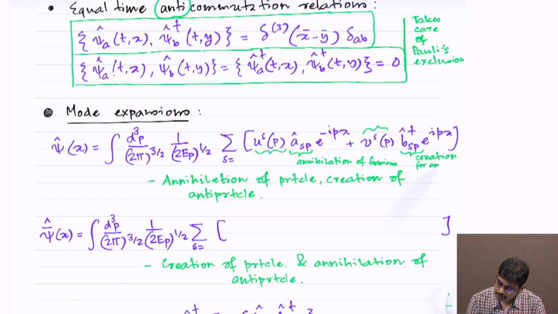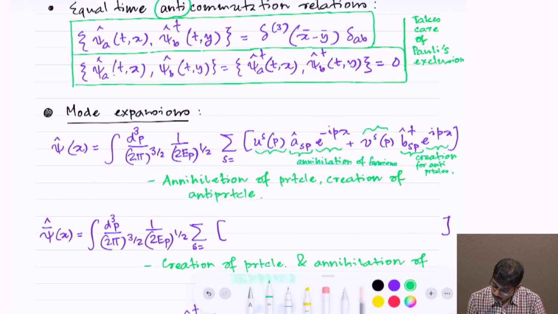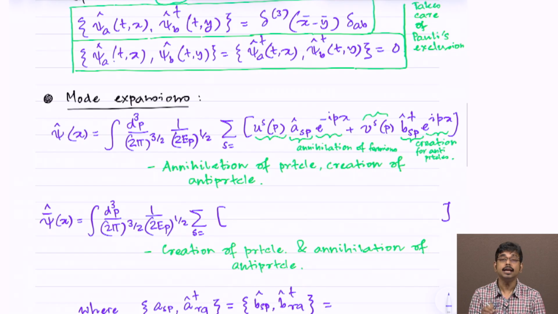And of course, this has to be aided with the phase space part, which is e to the power minus IPX here and e to the power IPX for this antiparticle part. And this has to be summed over all the possible spins, and here, because we have explicitly used, there are basically 2 possibilities, like spin up and spin down, or you can say S equal to 1, 2.